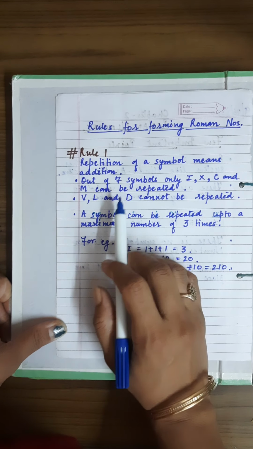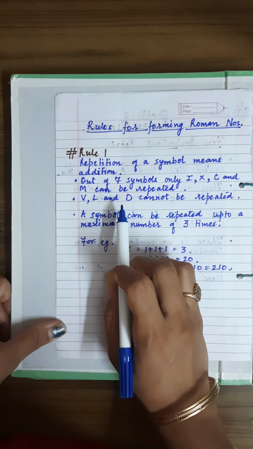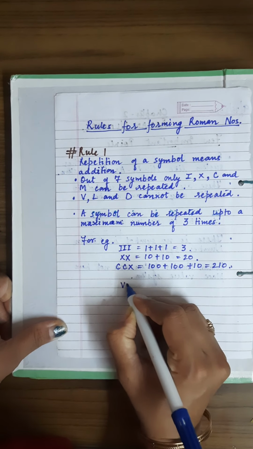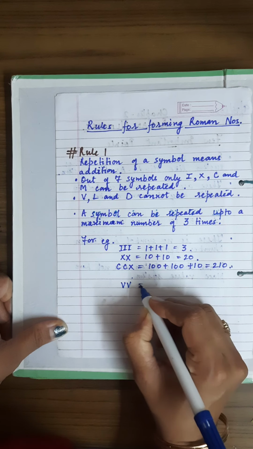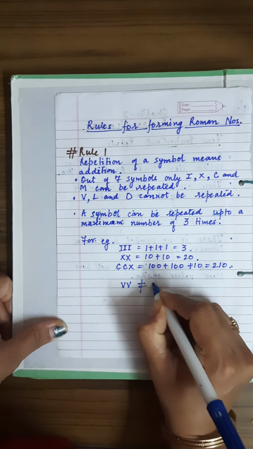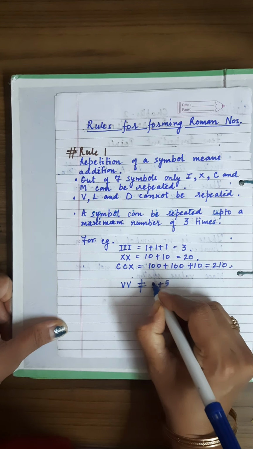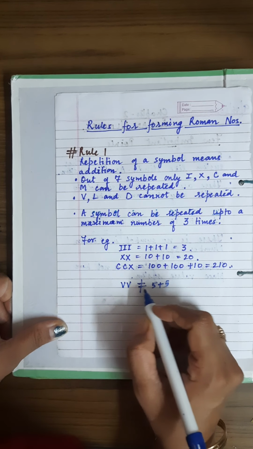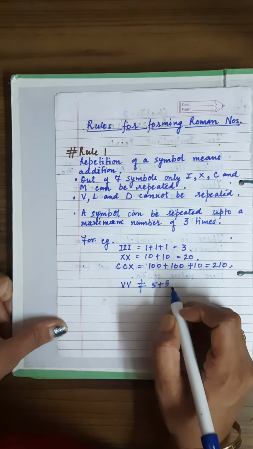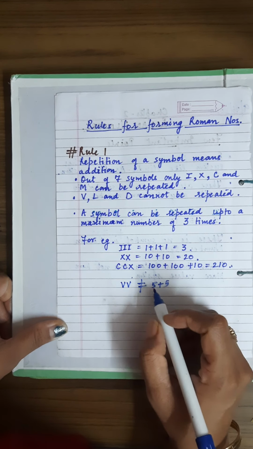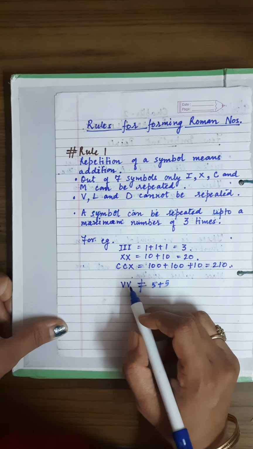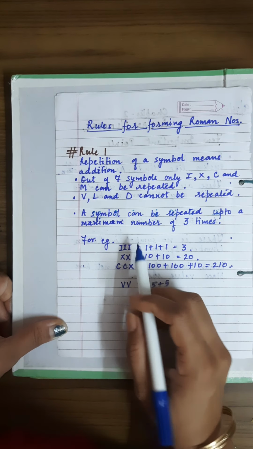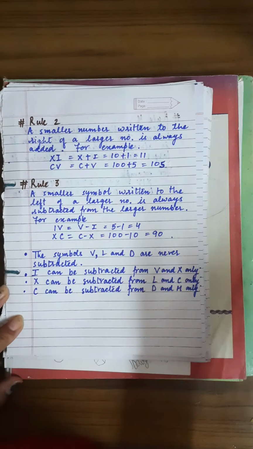And as I have told you, V, L and D cannot be repeated. You cannot write 5 and 5 together. That does not mean 5 plus 5. VV has no significance. That does not stand for 10. So VV is meaningless. Similarly, L and D can also not be repeated.